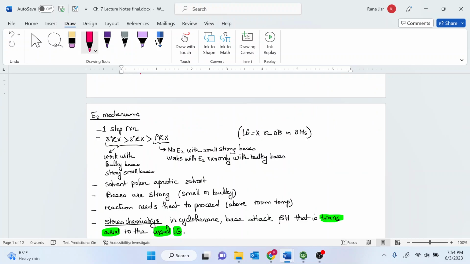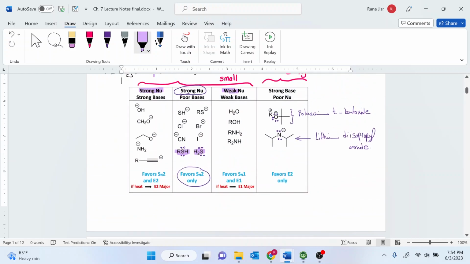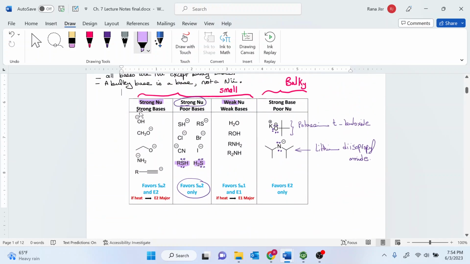E2 mechanism works with strong bases. And the bases that E2 works with are small strong bases and bulky bases. So if we look at the table in there, you need a small strong base. So these are the small strong bases where E2 happens, and you need the bulky bases as well.